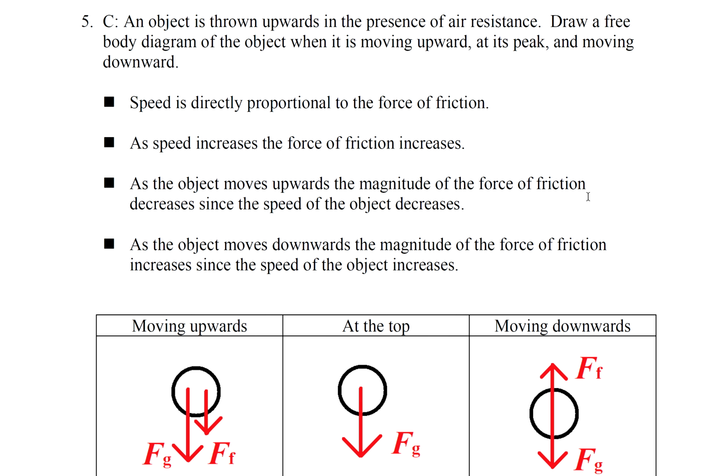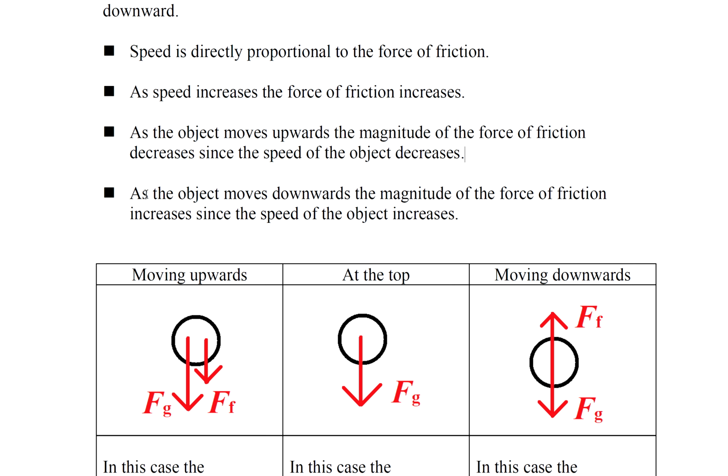Question 5, an object is thrown upwards in the presence of air resistance. So we do have force of friction now. Draw a free body diagram of the object when it is moving upwards, at its peak, and moving downward. So there's some things we have to remember, memorize. Speed is directly proportional to force of friction. So as speed increases, force of friction increases. And as the object moves upward, force of friction decreases since the speed of the object decreases. And as the object moves downwards, the force of friction increases since the speed of the object increases.